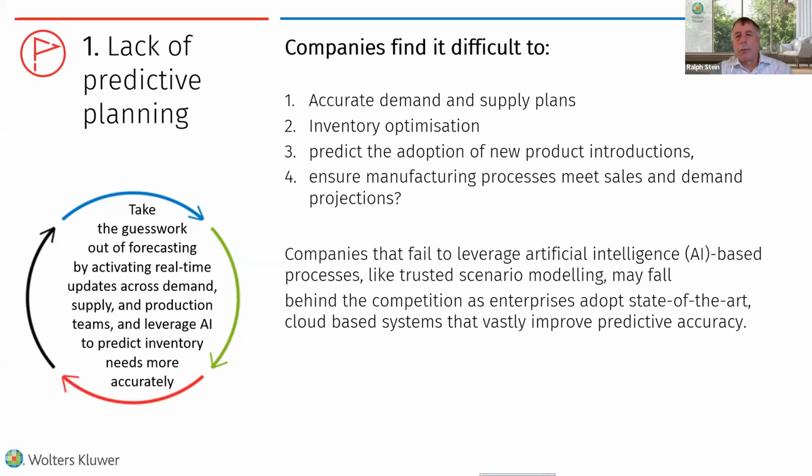So the first one is looking at the lack of predictive planning. And basically what this happens is that companies are finding it very difficult to do predictive planning because a lot of it is manual, right? So if it's manual, how can you actually do predictive planning, especially when bringing into effect AI technology, which looks at the history and helps to forecast the future. And basically, if it's in a spreadsheet, that's not possible.